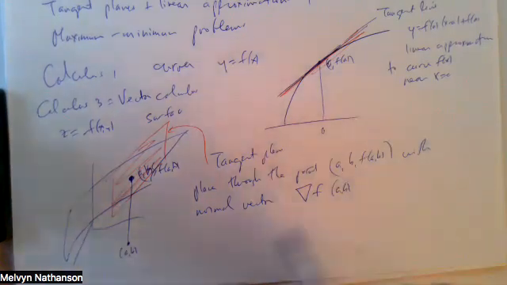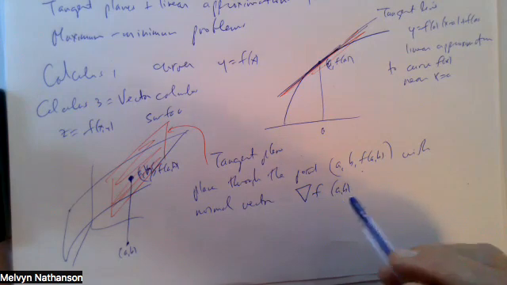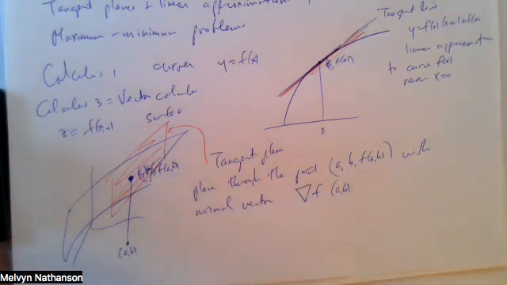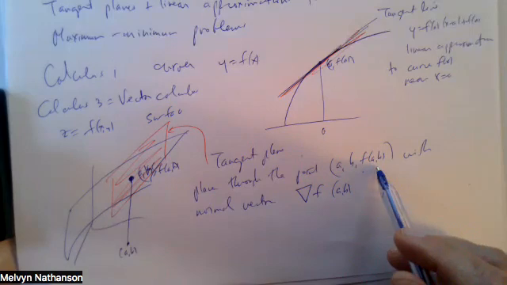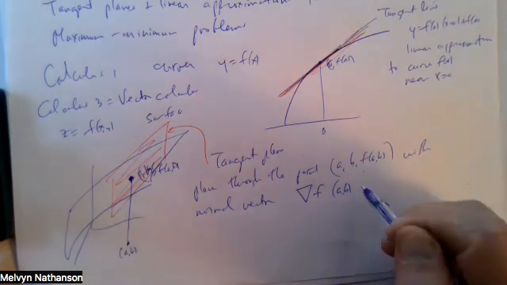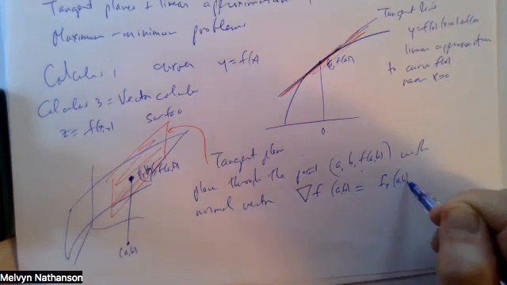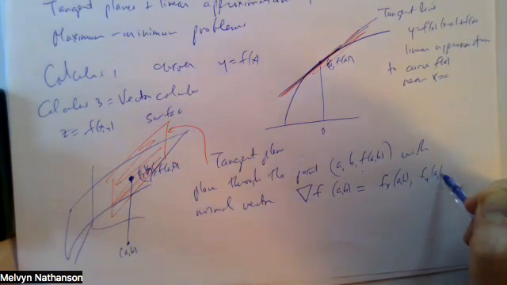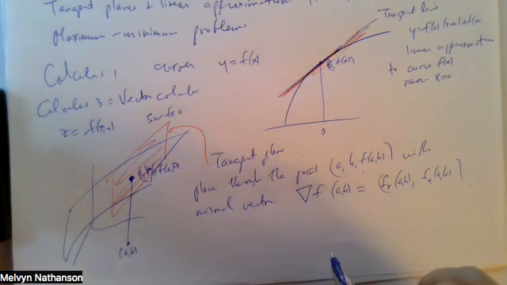So this is the tangent plane at this point on the surface. It is a plane through the point, and the plane is determined by a normal vector at a point. And the normal vector is the gradient. So it's the plane through the point A, B, f of A, B, with normal vector equal to the gradient, with the partial derivative in x at A, B and the partial derivative in y at A, B. Those are the coordinates of the gradient.